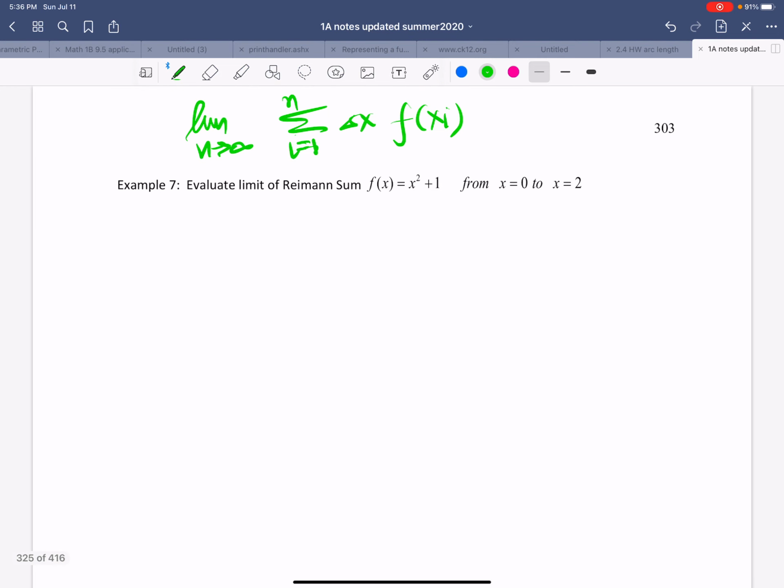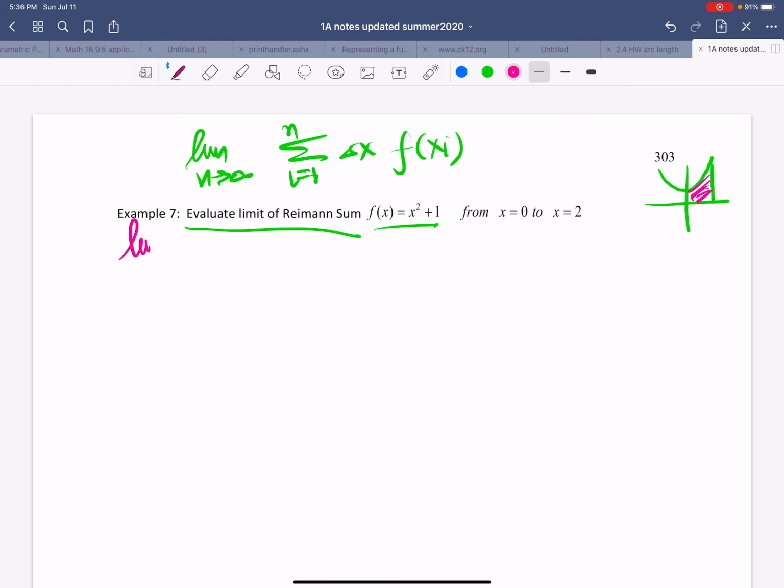Let's see another example. Evaluate the limit of the Riemann sum. Here again, I do have a parabola. This one is shifted 1 unit up, and we're looking from 0 to 2. So this is the area we're looking for, right? So the formula is limit as n goes to infinity.